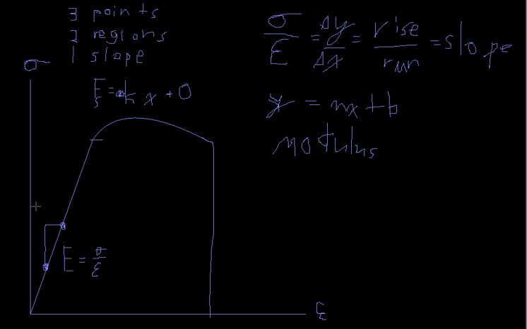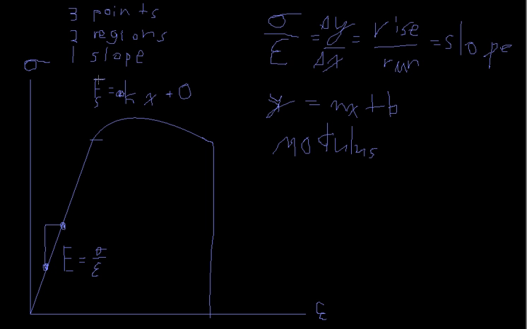So what you end up getting is that the y, the stress, is equal to the modulus of elasticity times the x value, the strain. And that makes sense, because if you multiply both sides by I, you get E times this funny little epsilon character is equal to the sigma. So it's cool that that works out, just with our y equals mx plus b equation.